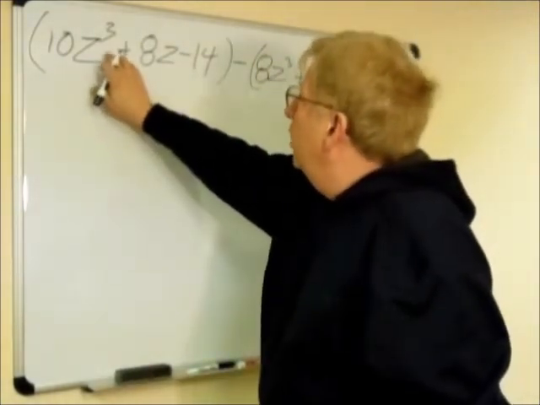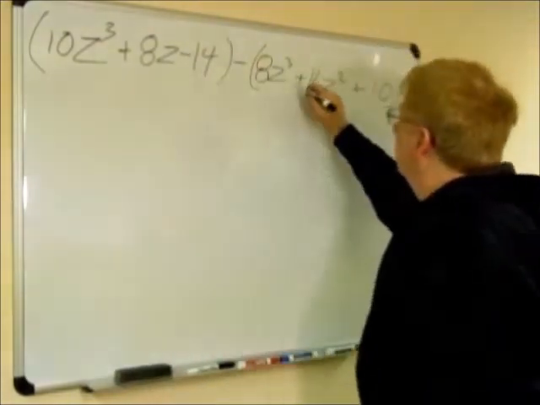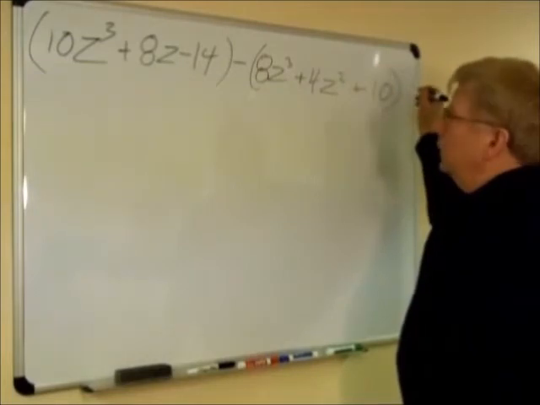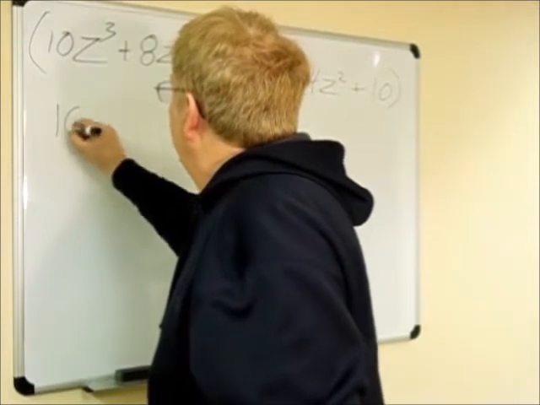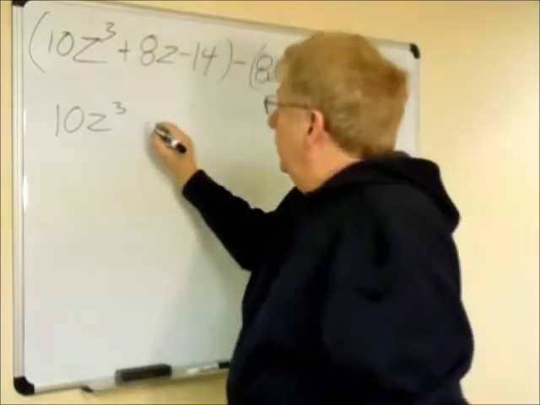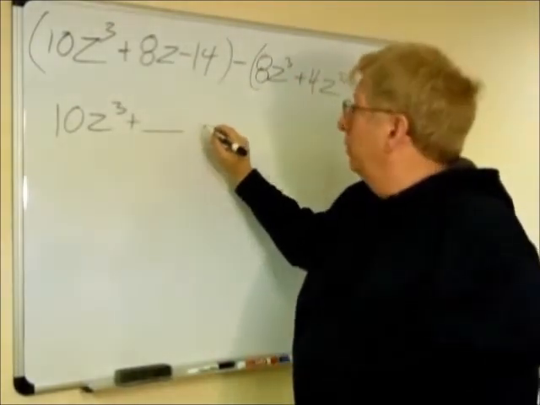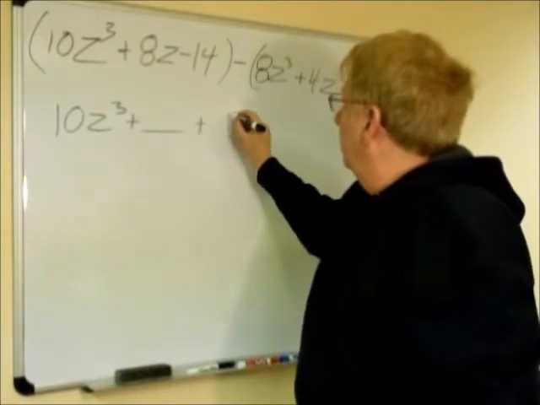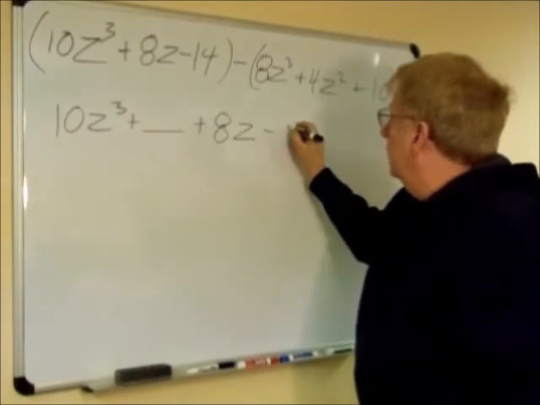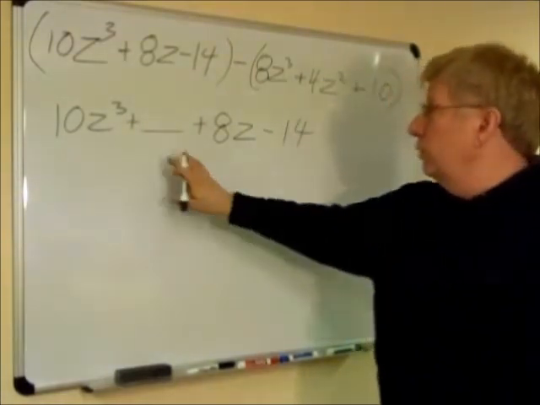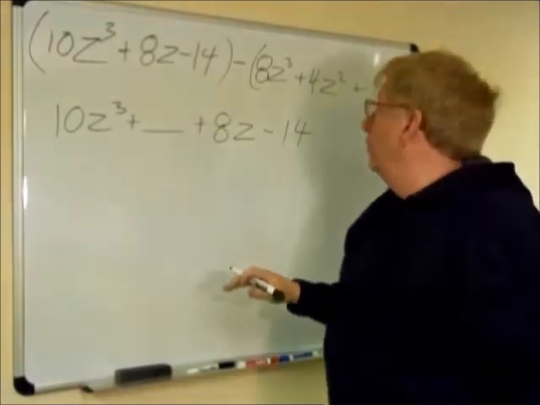Alright, and the other thing is they are in standard format. The highest exponent first, and then to the 1, and then a constant. Highest exponent, next highest, and a constant. So I'll start with the cubed term. I have 10z cubed, and then I have no z squared term, and then I have 8z to the 1, and then I have a constant. So notice I left a placeholder here for the z squared term, which I don't have in this first polynomial.